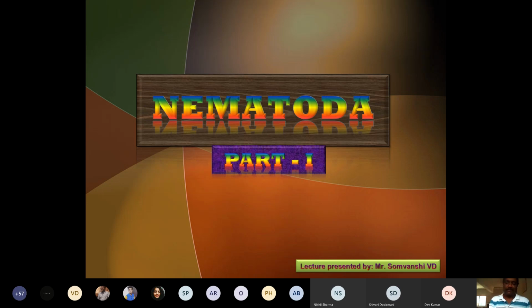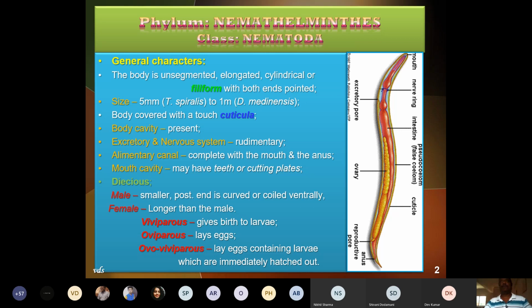Okay, so starting with some of the important general characters of nematodes, the intestinal nematode or tissue nematode. According to the previous classification, we have seen that they are cylindrical worms. The body is unsegmented, elongated, and cylindrical in morphology. They are commonly called filiform or filamentous worms. Fili means filamentous. And both the ends of this cylindrical worm are usually rounded or pointed.